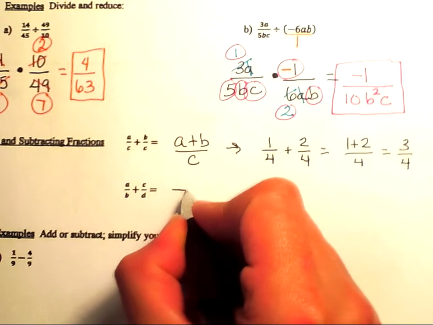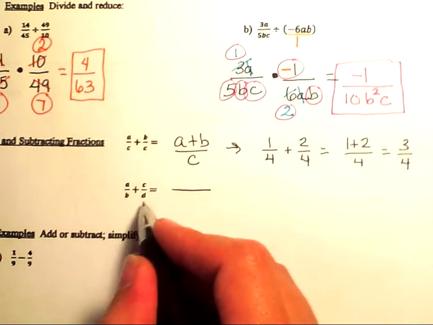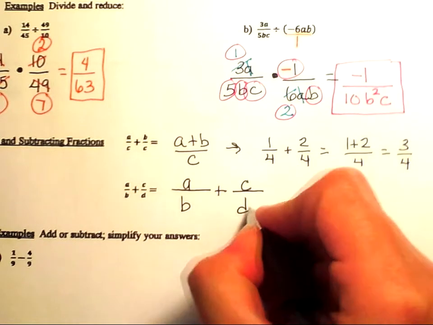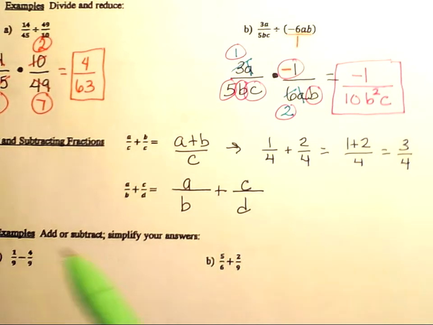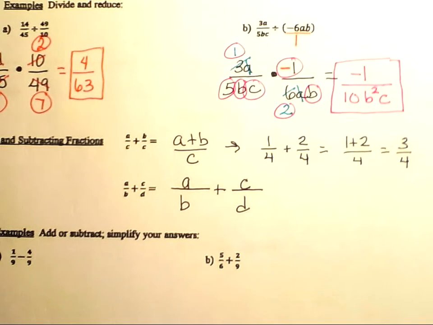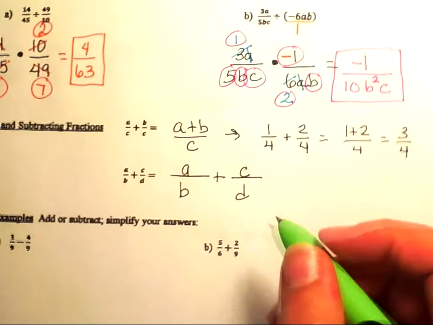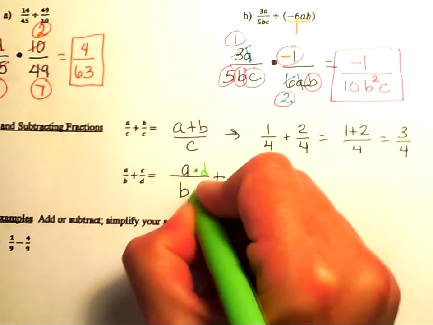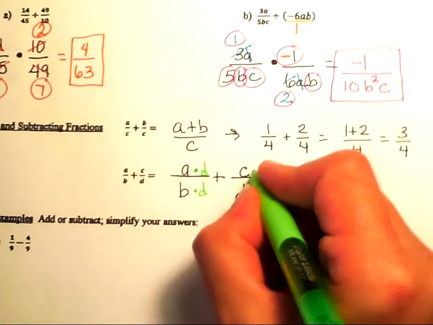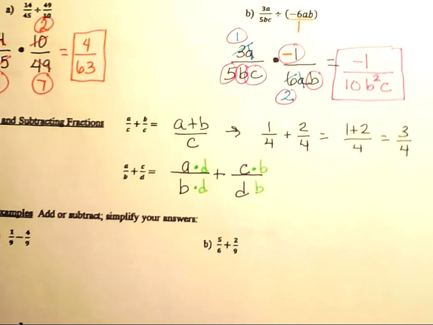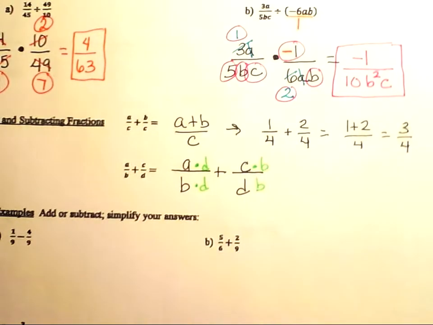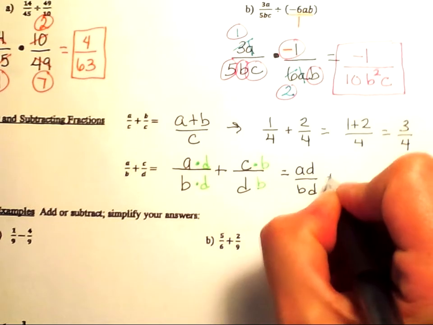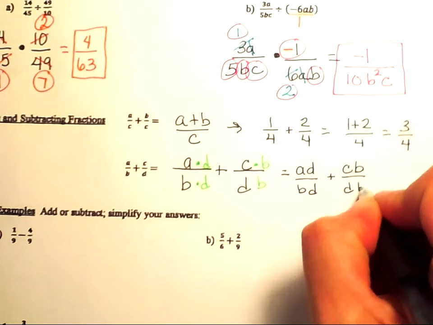Now, what we will need to do is I have unlike denominators here, a over b and c over d. So what I'm going to do is I'll multiply these two denominators together. I want to get to the least one, and I'll explain that in a minute. But if I multiply these together, I can multiply this side by d and this side by b. Now what I have is AD over BD plus CB over DB.